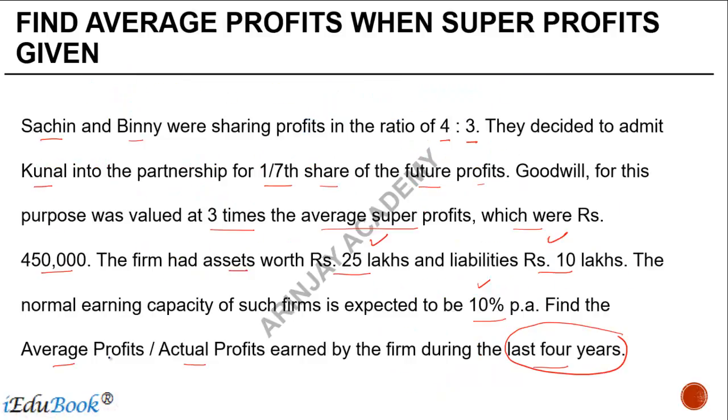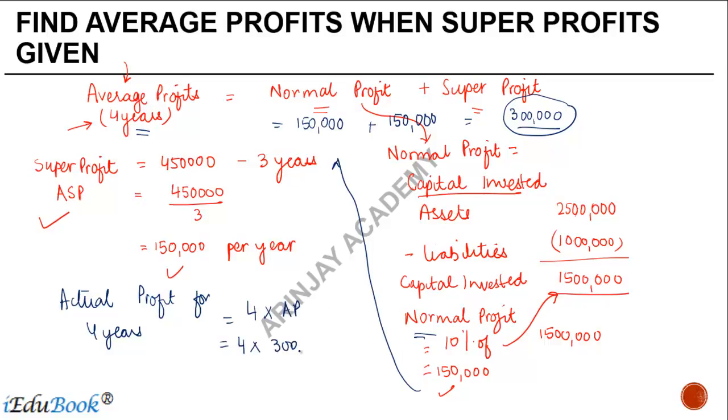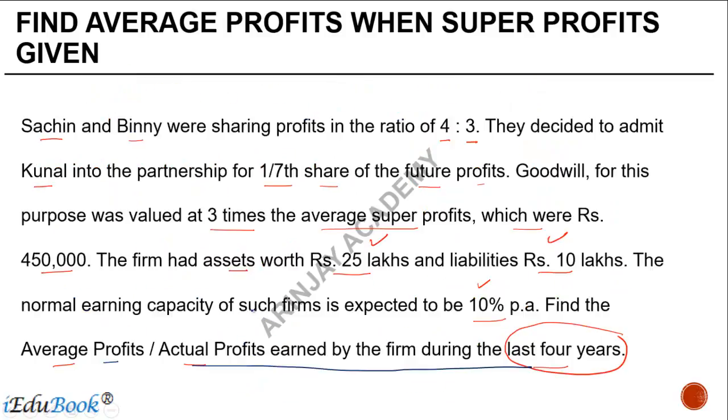You need to find out the average profits and actual profits earned by the firm during the last 4 years. If the average profit for a year is 3 lakh, the actual profit for 4 years will be 4 times the average profit, or 4 times 3 lakh, which is 12 lakh. We've got the answer to both the questions which were raised for our consideration.